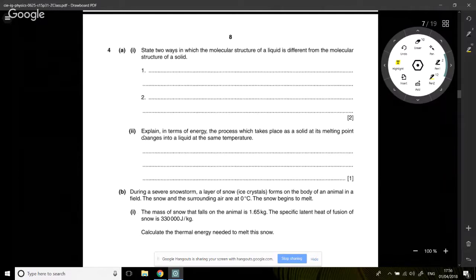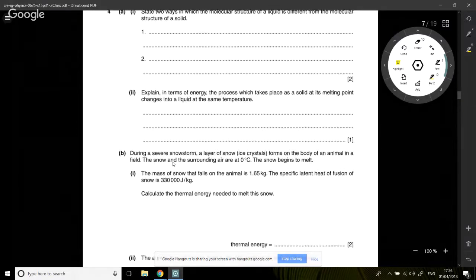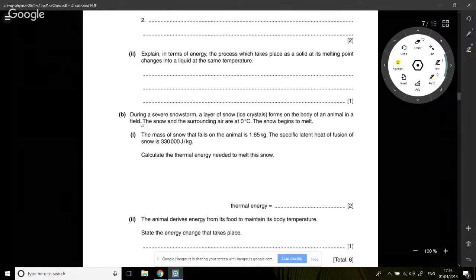And then it says, explain in terms of energy the process which takes place as a solid at its melting point changes into a liquid at the same temperature. The latent heat is probably the key word to be used here, the latent heat of changing states.